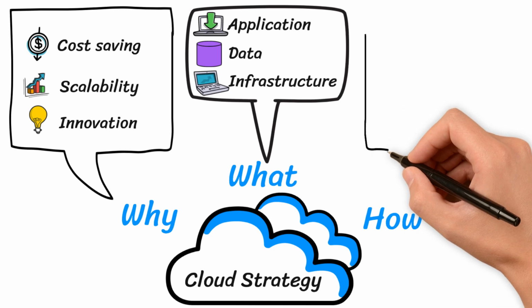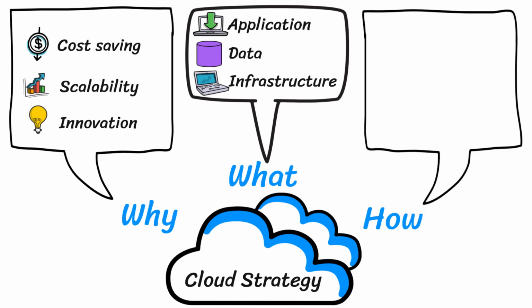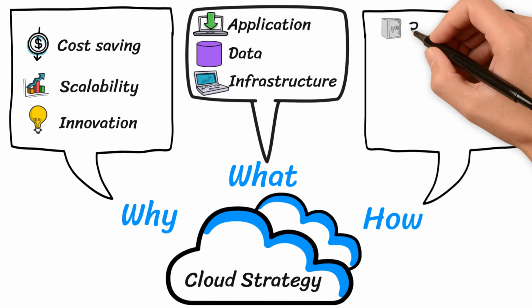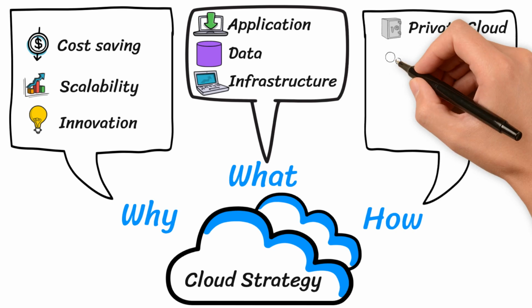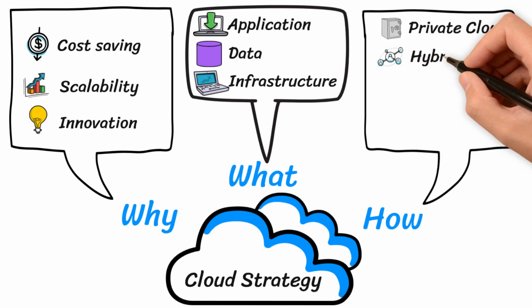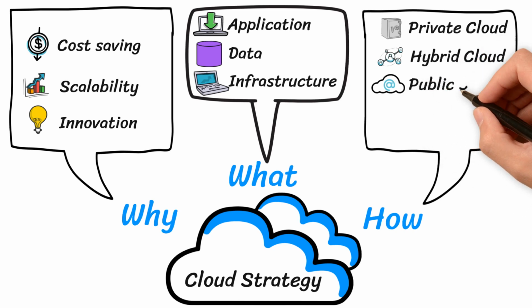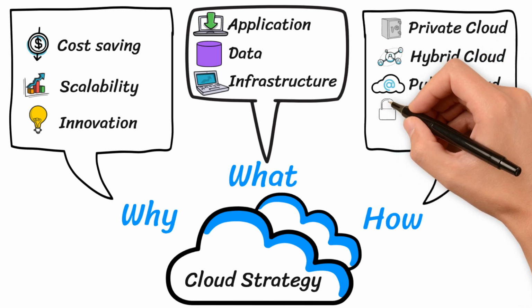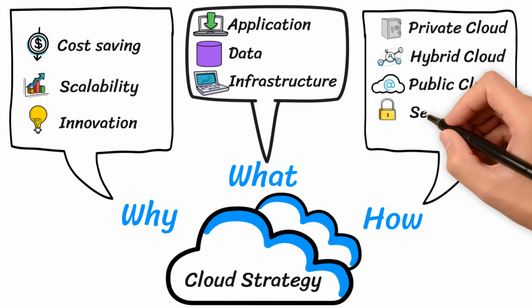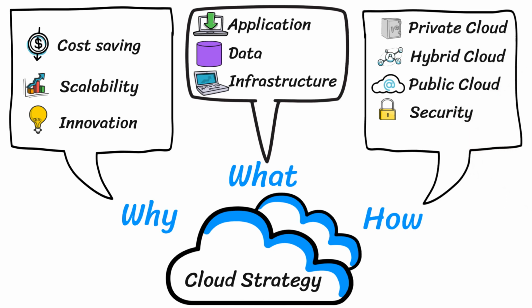Then, we look at how to move. This bubble shows examples such as public cloud, private cloud, hybrid cloud, security, and migration approach. This part covers our approach, choosing the right models like public, private, or hybrid cloud, and making sure our security and migration plans are robust. Answering how ensures we're prepared to transition safely and smoothly.